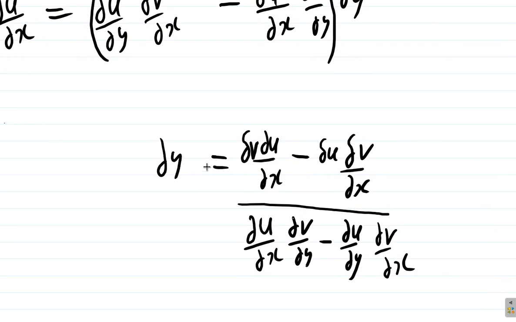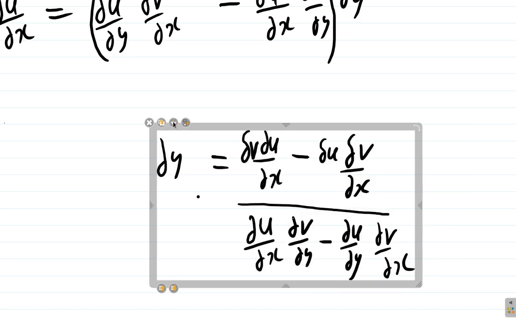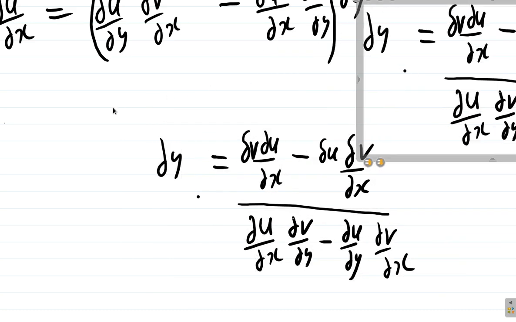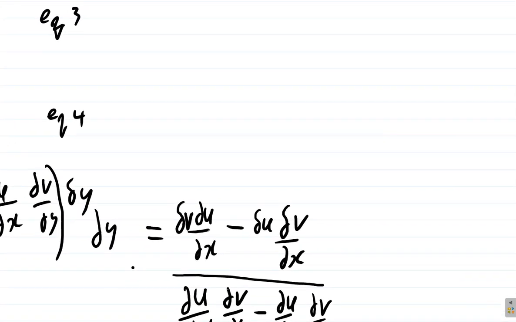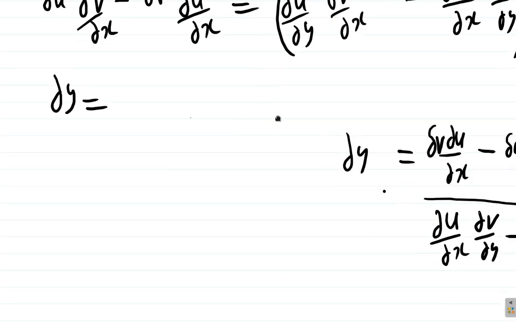So we have delta Y is equal to delta V times delta U by delta X minus delta U times delta V by delta X, over delta U by delta X, delta V by delta Y minus delta V by delta X, delta U by delta Y. Alright, just to make sure everything is alright. So let's copy this and put it on one side here. I combined it already. Let's put it up here. And then we work out the other one.